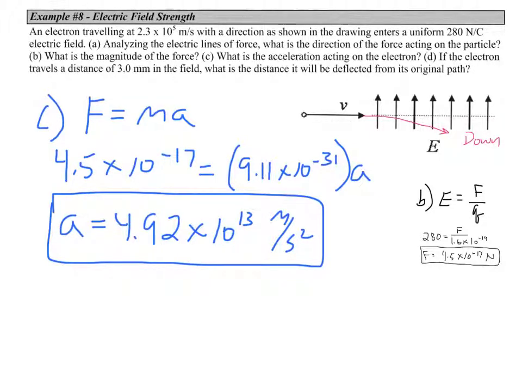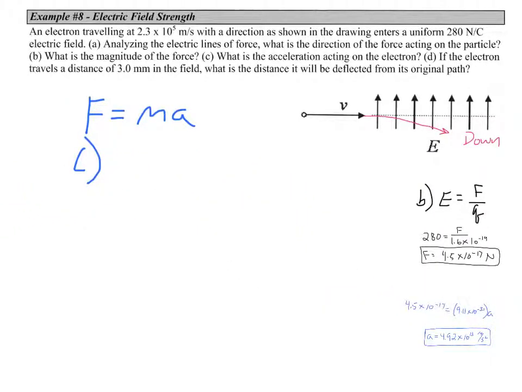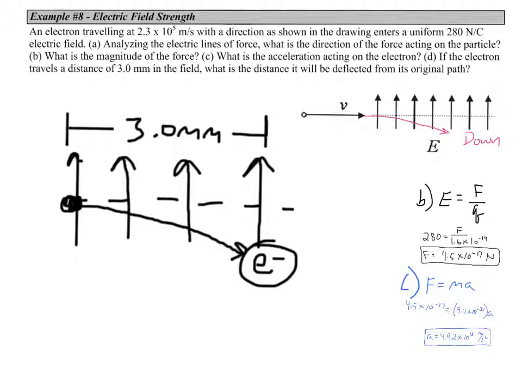Now for part D, we have to think a little bit more about this situation. So here's another picture of it. Here's our electron when it enters our electric field. We know it's deflected downward because it's an electron. Electrons are going to be deflected in the direction opposite the electric field. And we're told that this electron goes 3 millimeters into that field. So we want to know the distance it will be deflected from its original path. Here's its original path, and we're asking, what is this distance right here?